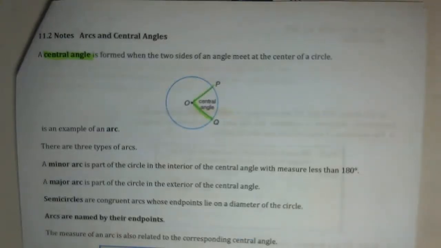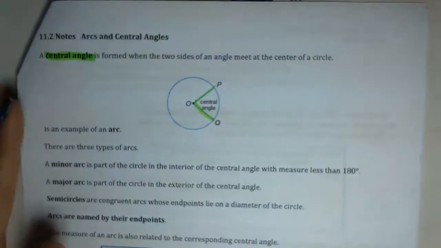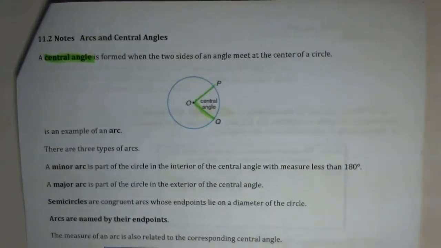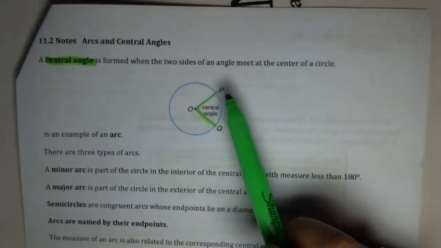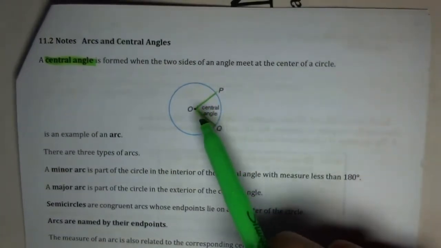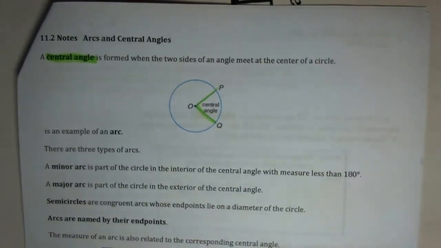We're gonna keep going with our notes today, chapter 11.2. Here are our 11.2 notes, arcs and central angles. A central angle is formed when two sides of an angle meet at the center of a circle. In this picture, this side and this side come together at the center of the circle and create a central angle.